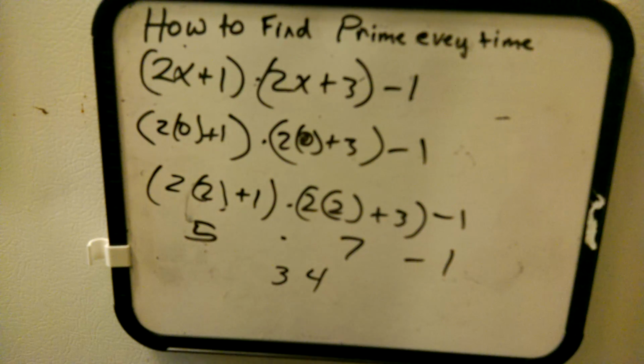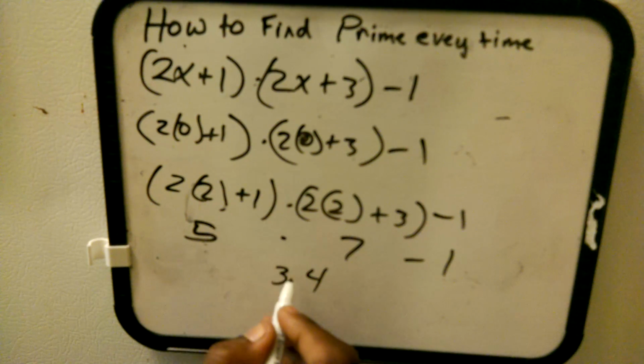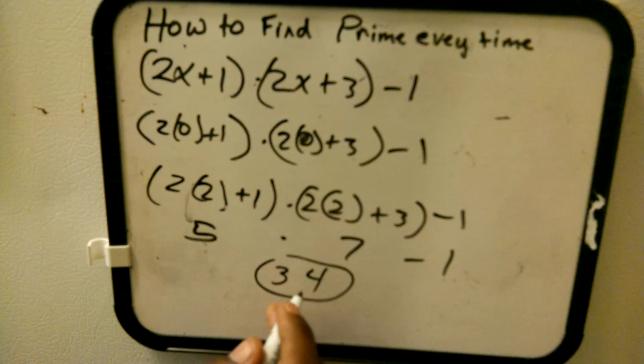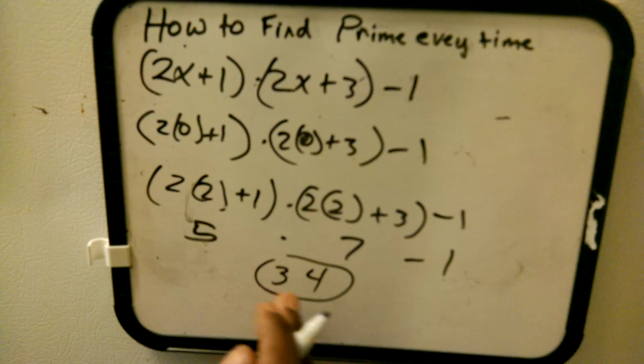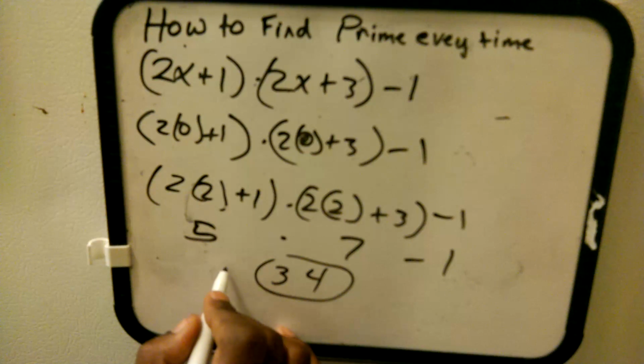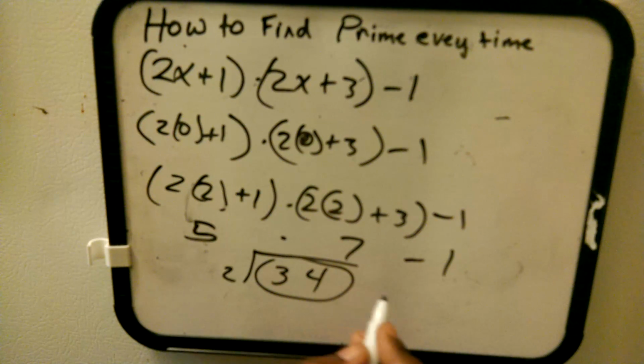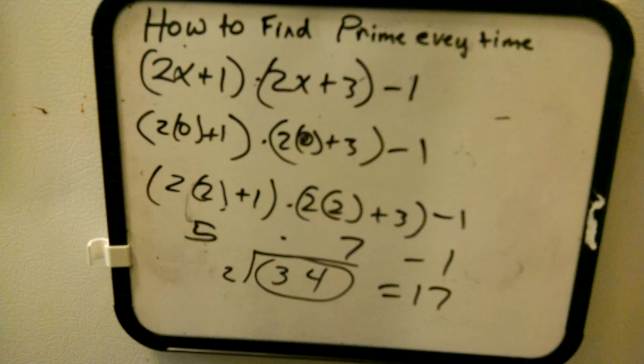But this one, you have to divide. Every time you get an answer, you have to divide by every prime number, and it will produce you another prime number. So divide this by 2. That's the first prime number. That equals 17. So there you go. That's your next prime number.